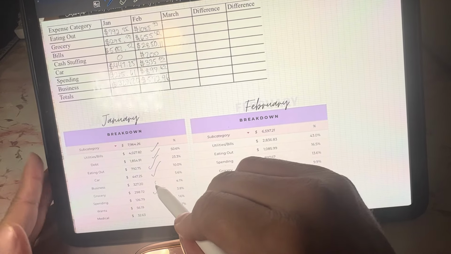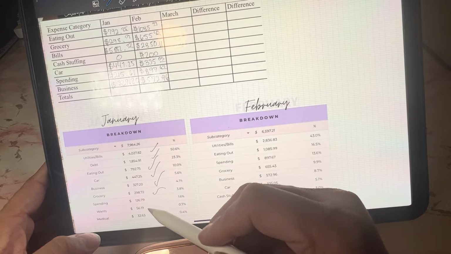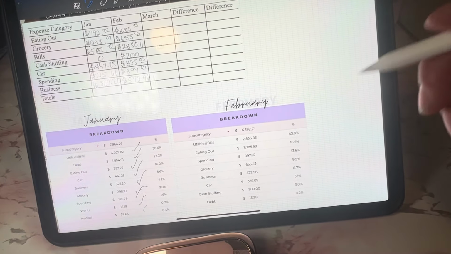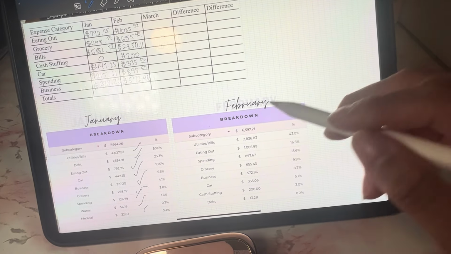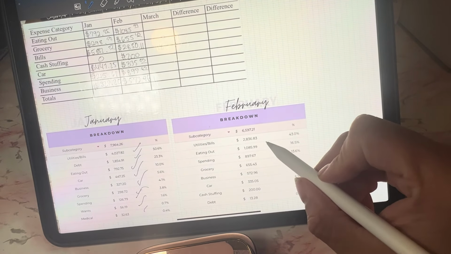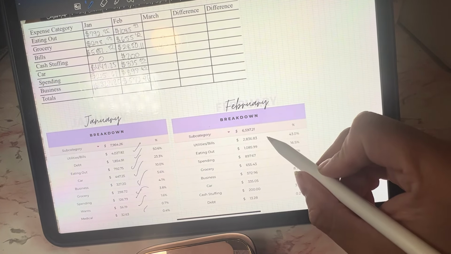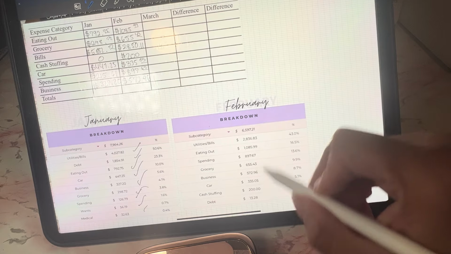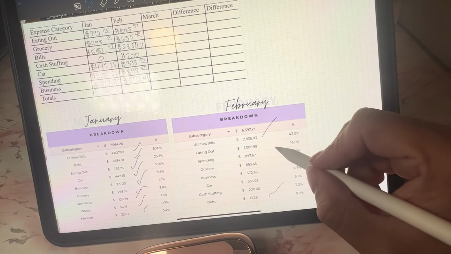Just want to make sure I got everything in there, guys. And then spending, of course. Yes. Okay, so that was done on that. And of course, it tells you right here the total. So utilities and bills. Yes, because it includes debt. So that's done.